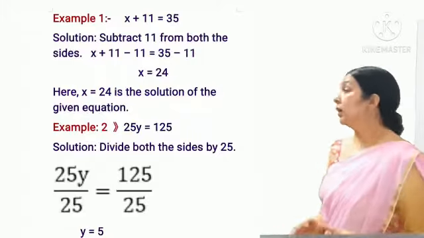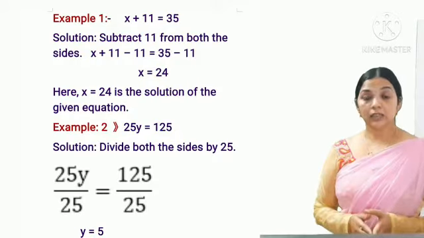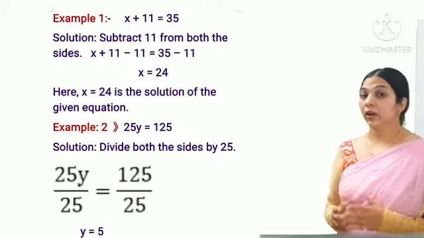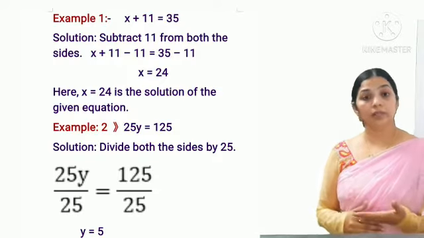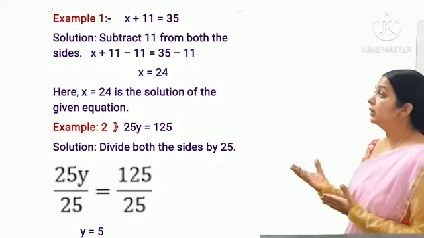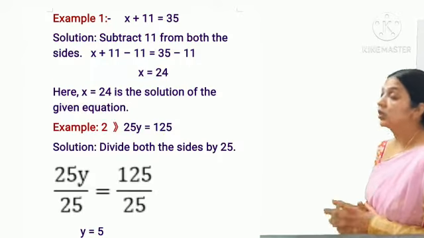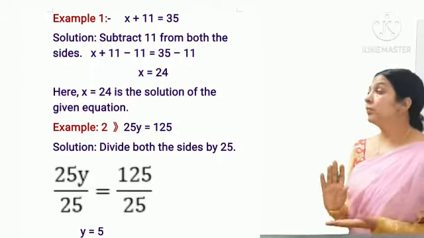Okay, let's understand this with the help of an example. Example number 1: x plus 11 is equal to 35. This is an equation and we have to solve it. To solve means that we want to find the value of x such that when we put this value in the equation, the equation remains balanced.